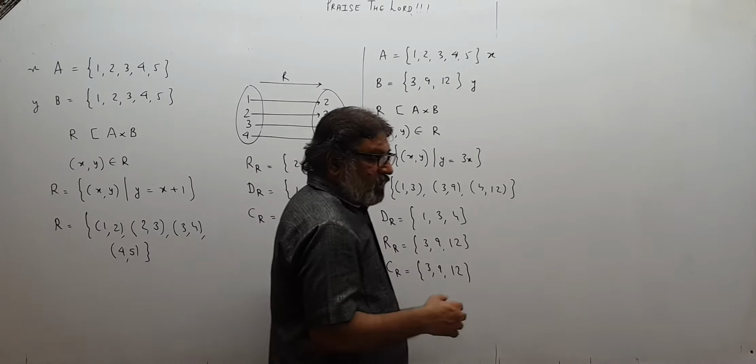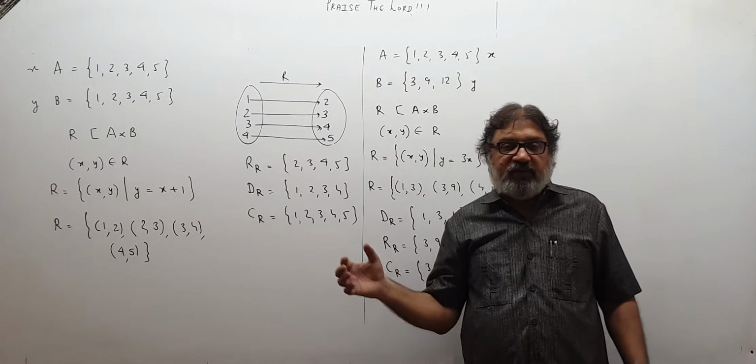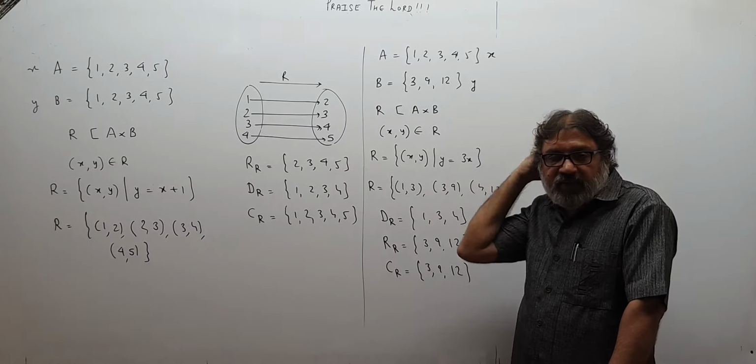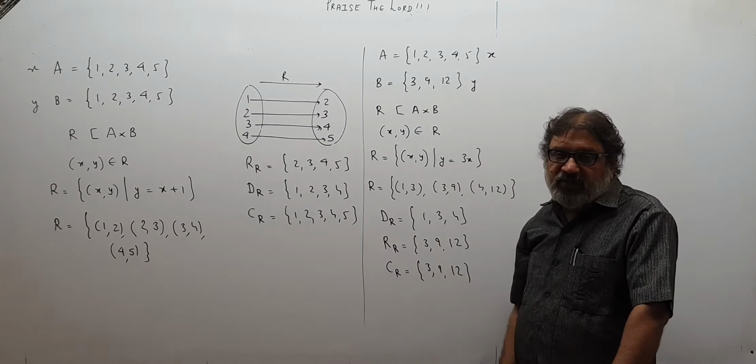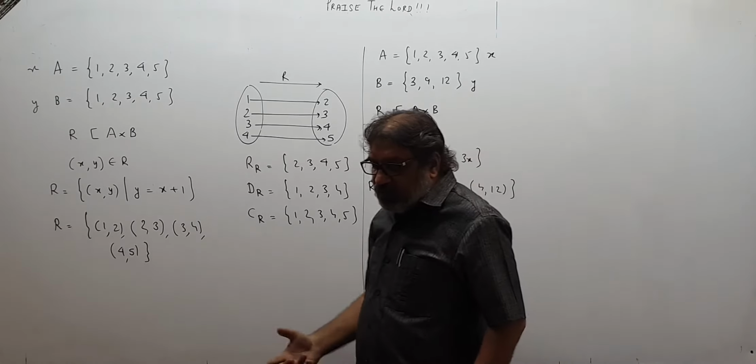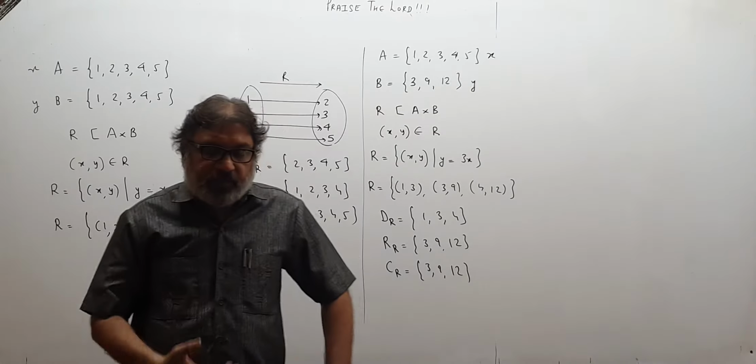So this way, children, if any relation is given to you, you have to identify the elements first by looking at the relation between x and y. Then you have to think of the images, pre-images, range, domain, codomain, and everything. So that was about relations, children. Please pause and copy.